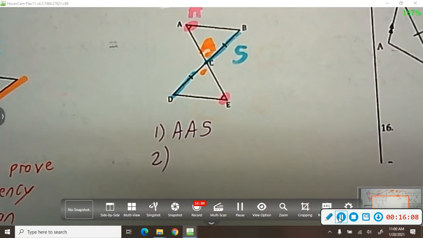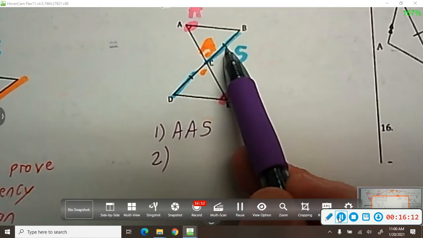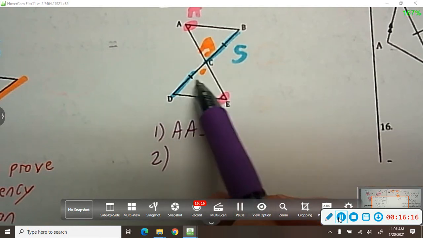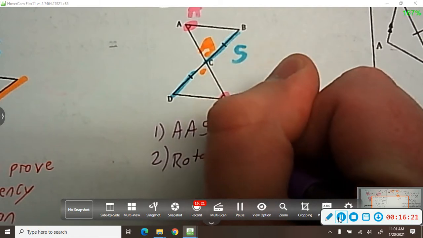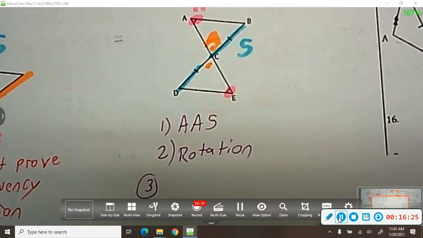Part 2, select the rigid motion. This is not reflected. If it was reflected, then this side would equal this side. It's actually turned. If you turn this, you get this. So I'd say rotation. And by the AAS, we know that this triangle is congruent to this triangle.